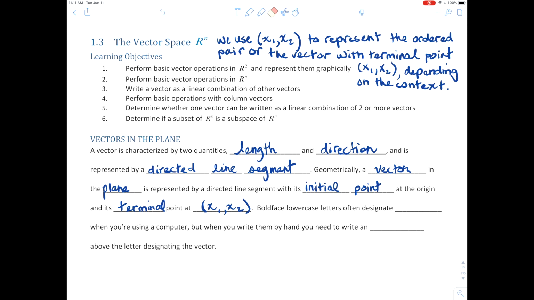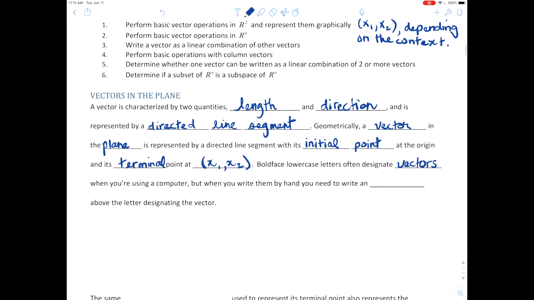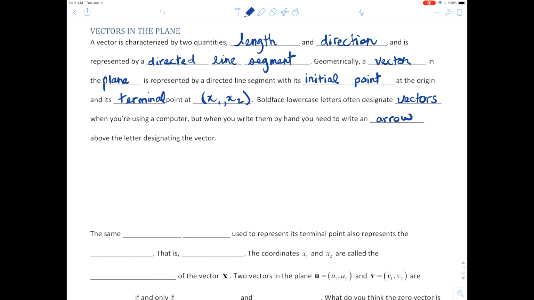All right? Okay, so these lowercase letters often designate vectors when you're using a computer. But when you write them by hand, you need to write an arrow above the letter designating the vector. So I'll be using arrows above to designate vectors, and you will need to do that too when you're writing your exam solutions.